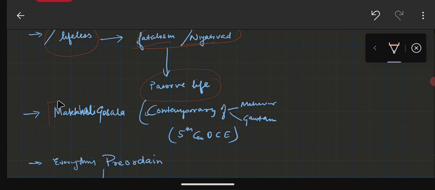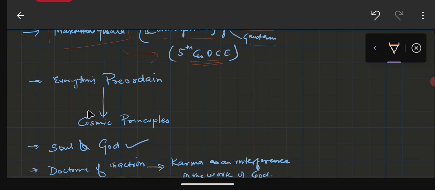The propounder of the Ajivika sect is Makkhali Gosala. He was the contemporary of Gautama Buddha and Mahavira. He was around 5th century BCE. So they believe that everything in the universe is preordained. That means everything is fixed. Every outcome is fixed in advance. And they believe in cosmic principle. Like, we cannot do anything. Everything is predetermined. Although they believe in soul and God.